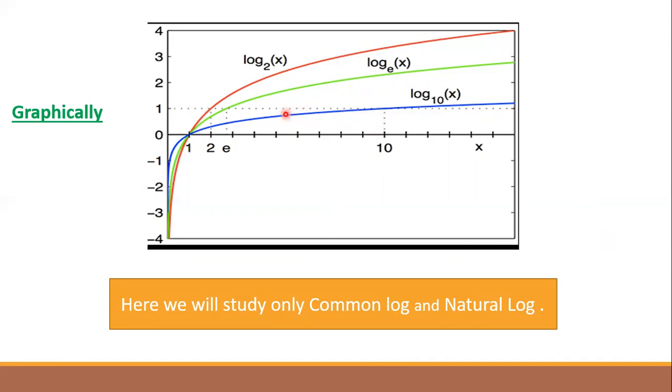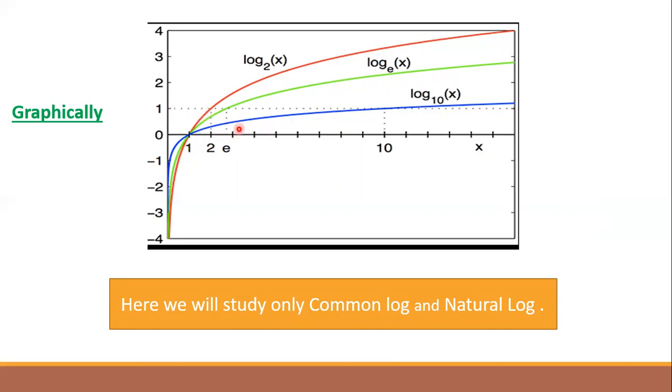Now the second one is log of e to base e, which should be equal to 1. Here the approximate value of e is 2.71, and here it is also equal to 1, the green patch, this one. And the third one is log of 2 to base 2, which should be equal to 1. Here this is the x-axis and this is the y-axis, and you can see there is also 2.